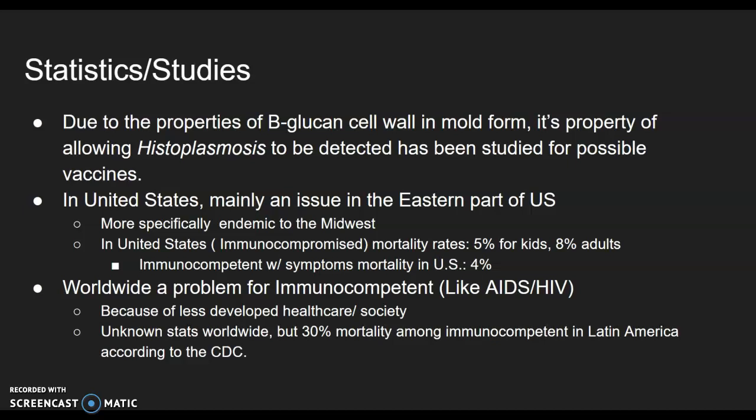In the United States, it's mainly an issue in the eastern part of the country. I guess you could say it's more endemic to the Midwest specifically. The immunocompromised suffer greatly, but due to advancements here in the United States, it's not too bad compared to the rest of the world. Mortality rate is 5% for immunocompromised kids and adults. For the immunocompetent with symptoms, about 4% die.